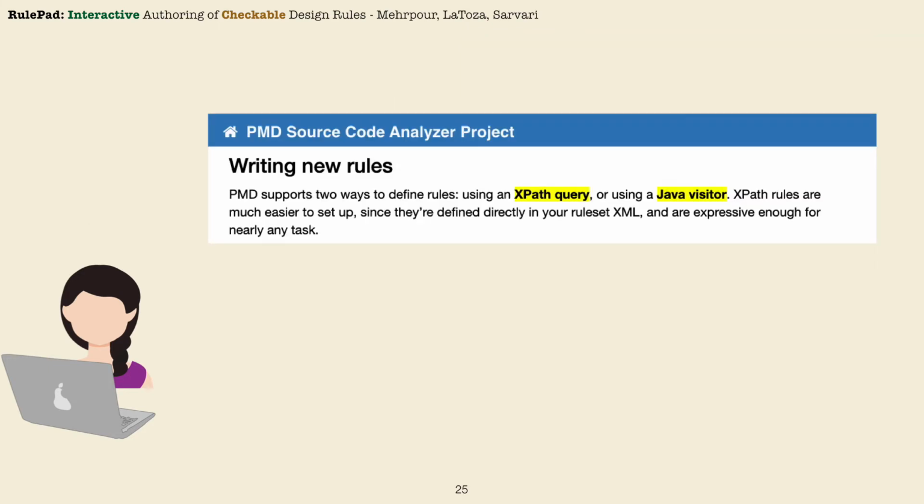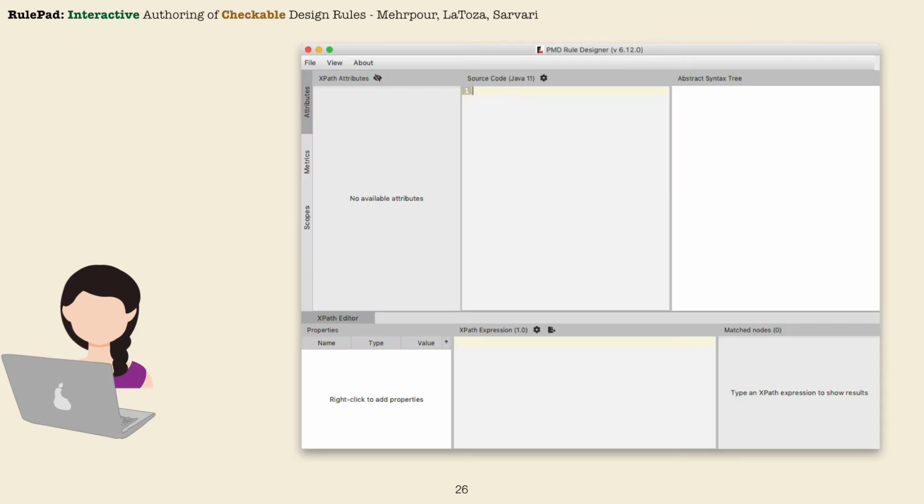She looks at the official documentation of PMD and she realizes that there are two approaches to write new rules in PMD. One is writing an XPath query and the other one is using a Java visitor. The documentation says XPath queries are expressive, so Alice decides to write the design rule in XPath queries. She opens the PMD Designer, which is a utility tool for writing XPath queries, but she gets confused and is not sure how she should use the tool.